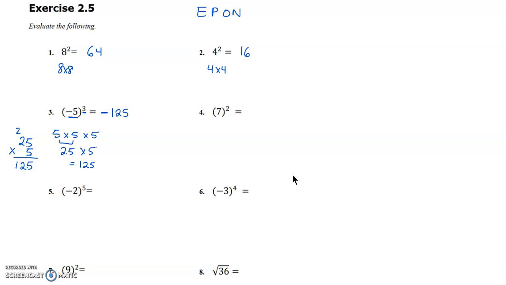For number 4, we have 7 squared. The brackets might look funny there, but the brackets are to show you the sign, and in this case it's a positive number. So 7 times 7 is 49.